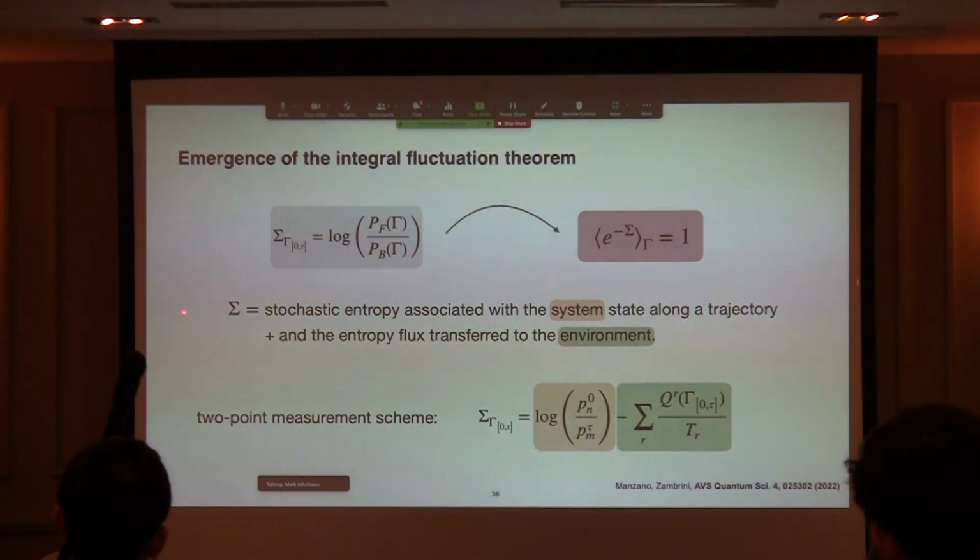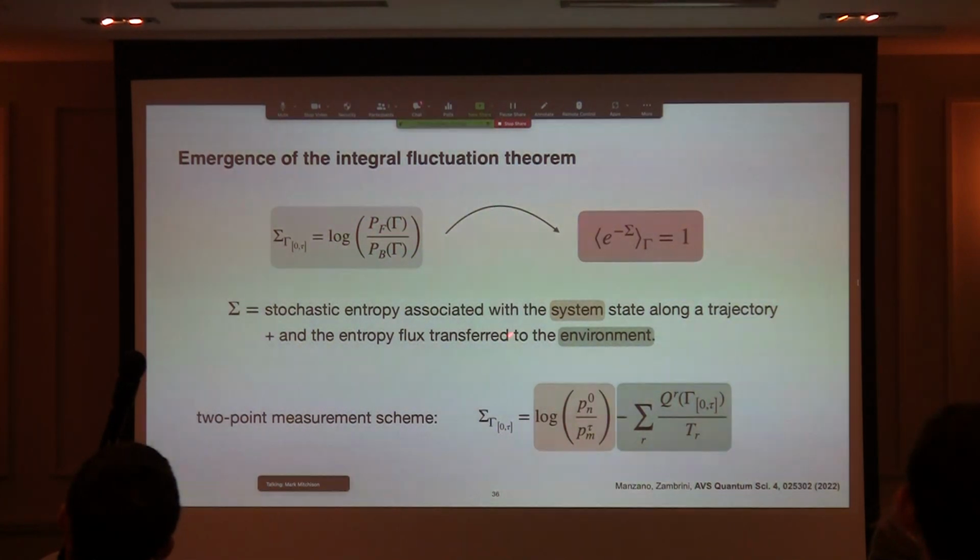So the stochastic entropy production can be split into two parts. One that is associated with system changes along the trajectory, and an entropy flux that's transmitted between the system and the environment. And in the two-point measurement scheme, which I'll just explain in a second, this is apparent as well. So this is the term relating to the system state change, and this is the term related to entropy flux transferred between environment and system.